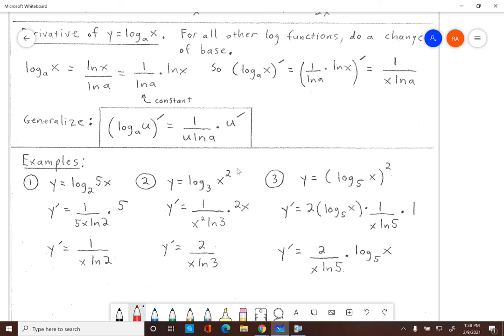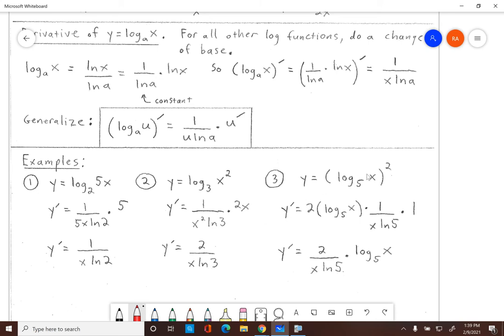Let's look at this one. Log base 3 of x squared. That derivative is going to be 1 over x squared times natural log of 3, because that base was natural log of 3, times the derivative of the exponent, which is 2x. This x will cancel out with one of those, leaving me with the 2 on top, one of the x's still left on the bottom, times natural log of 3. What about something like this?